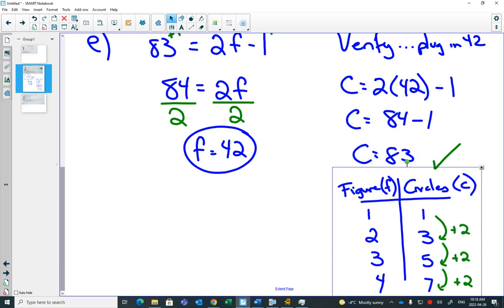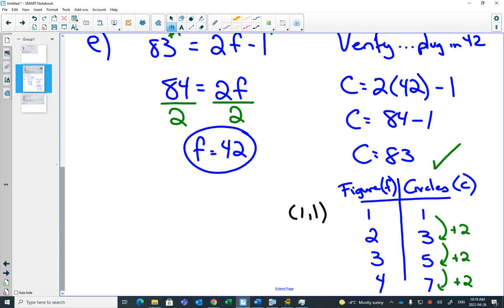Now, each thing in our chart can represent a point. So 1, 1 could be a point 1, comma 1. 2, 3 can be a point 2, comma 3. 3, 5 can be a point 3, comma 5. And 4, 7 can be the point 4, comma 7.